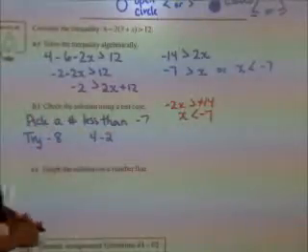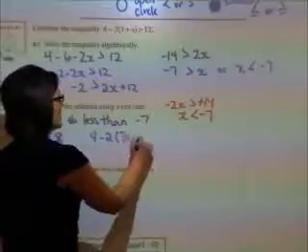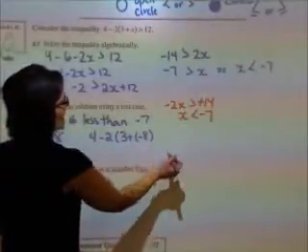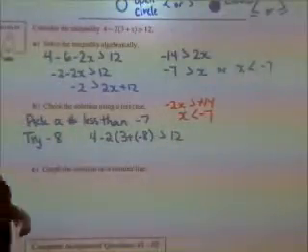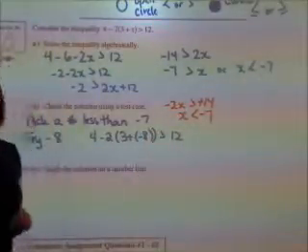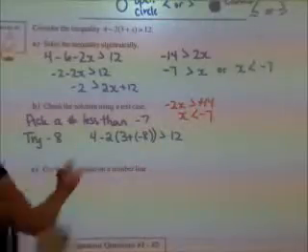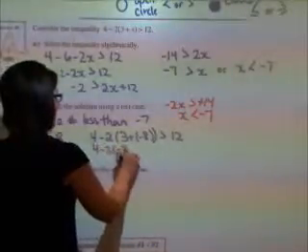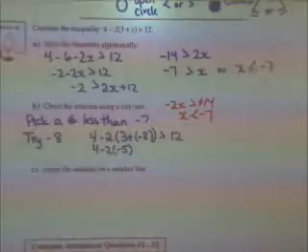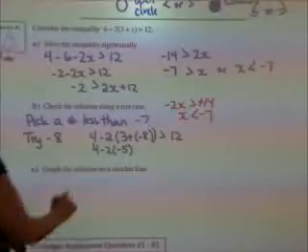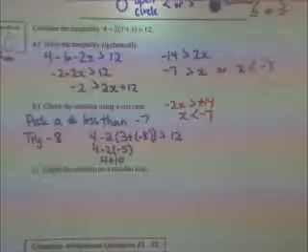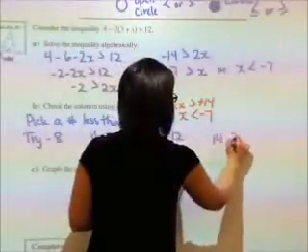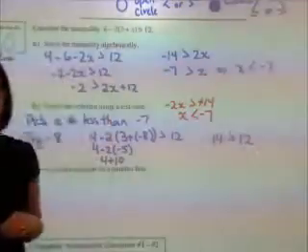So if I put this into the original inequality, I get 4 minus 2 times 3 plus negative 8, and this is supposed to be greater than 12. So what's 3 plus negative 8? Negative 5. And negative 2 times negative 5? 10. And what's 4 plus 10? 14. And is 14 greater than 12? Yes.